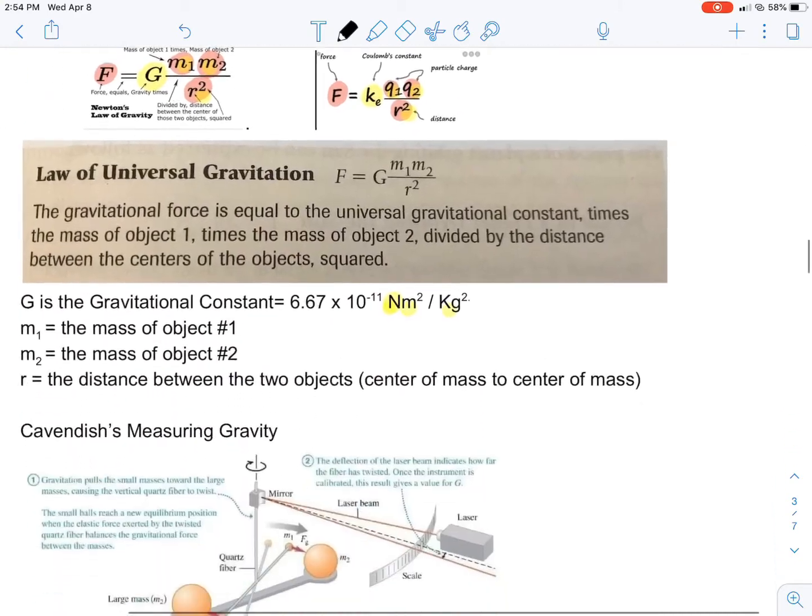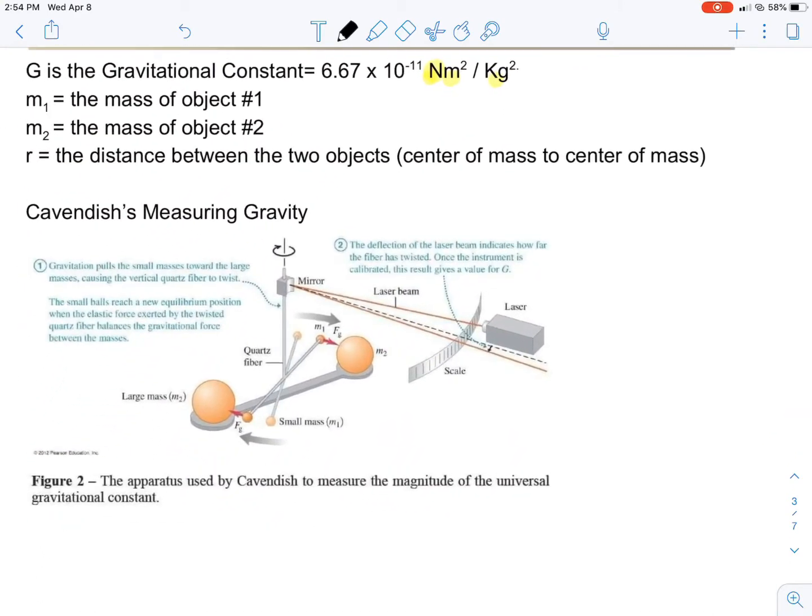Let's move on. Okay, so now Newton discovers this relationship between the moon and gravity, and the apple and the gravity of Earth. And he comes up with that equation. And they still needed to measure it. They didn't know exactly how strong it was. And so a guy named Cavendish comes up with this experiment.